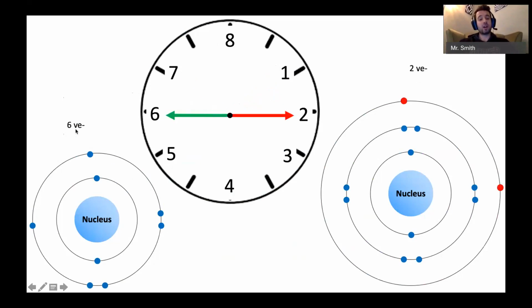On this next one, I've got an atom on the left that has 6 valence electrons. 1, 2, 3, 4, 5, 6. And then over here, 2 valence electrons.